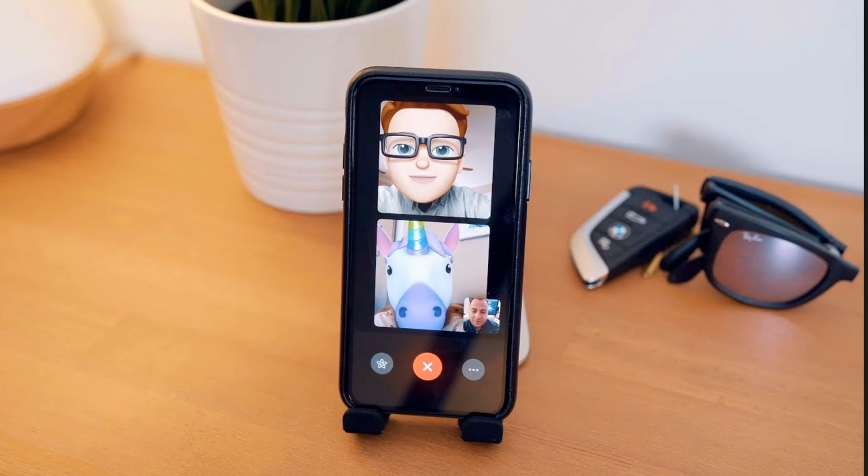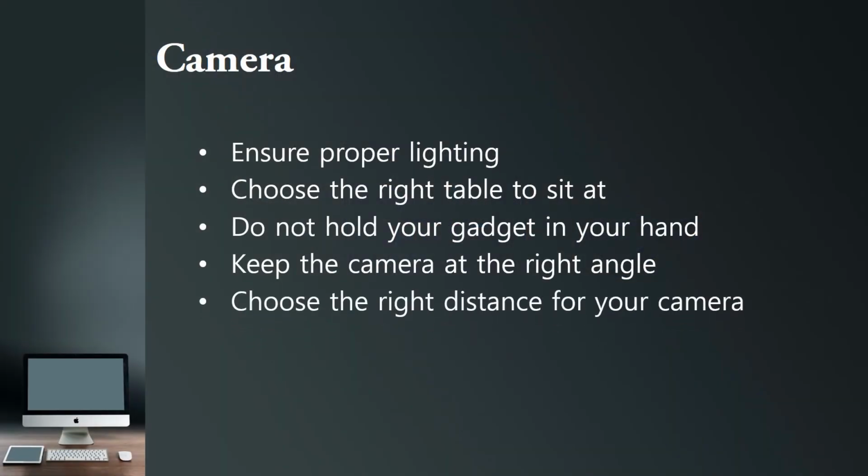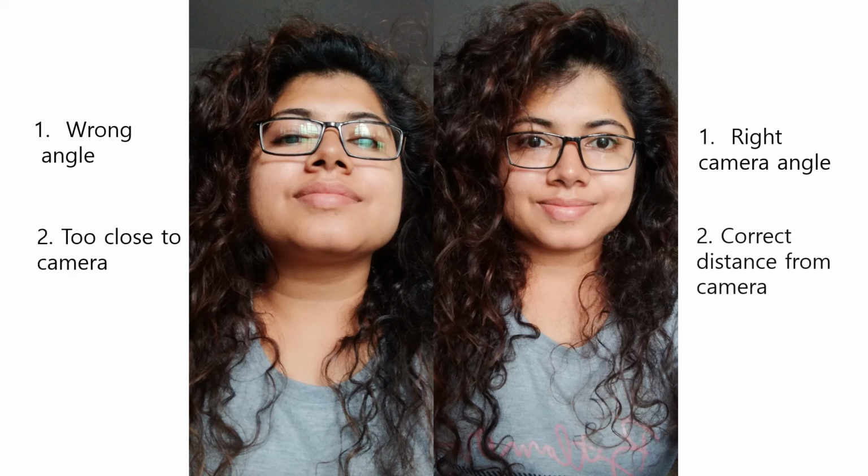After camera angle comes the distance. Choose the right distance for your camera. The camera should be neither too close to your face nor too far away. It should be about 1.5 to 3 feet away. Your gadget should be at eye level and only glance at them once in a while. If your camera is too close, then it will make your head look big and body small. And if it is too far away, then it will make your body look large and face will look too small.